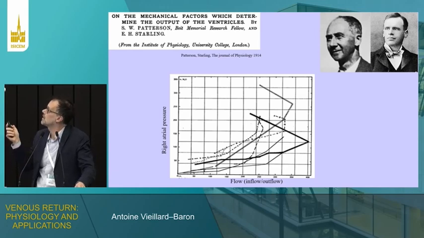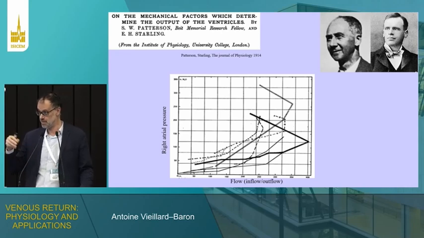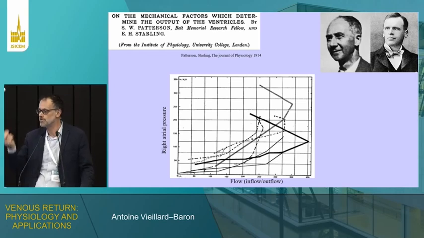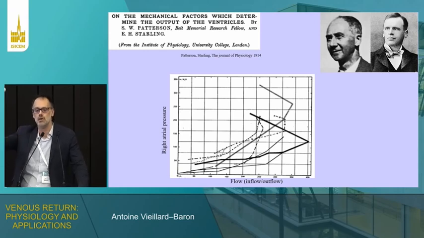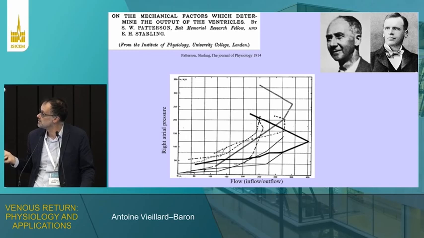So what they did, Starling and Patterson, these two guys on the top right, is that they filled and filled and filled the right heart of the animals, and they recorded the inflow, so the flow coming into the right heart, and the outflow, the flow going up into the pulmonary circulation. And it was plotted against the right atrial pressure.